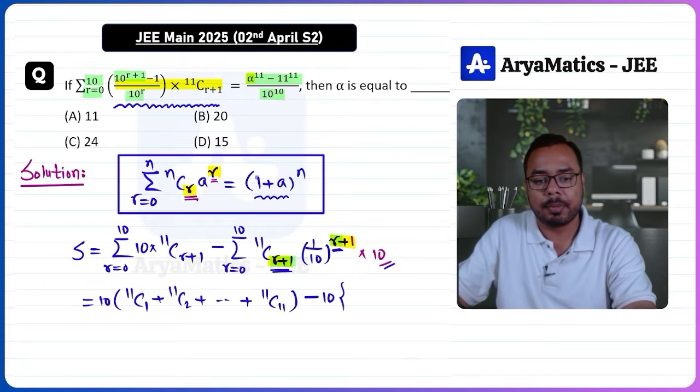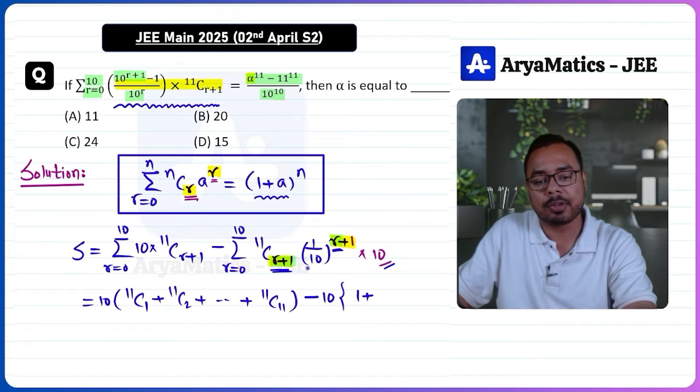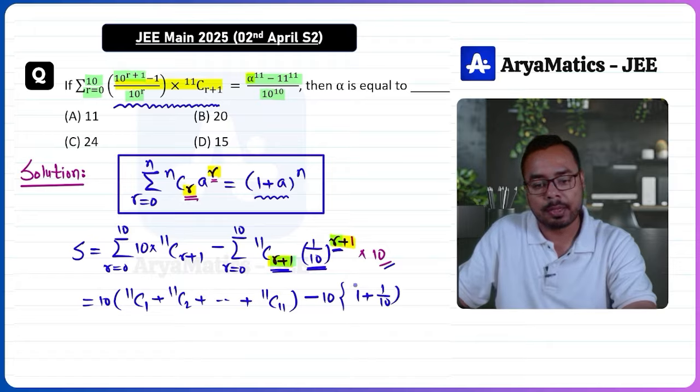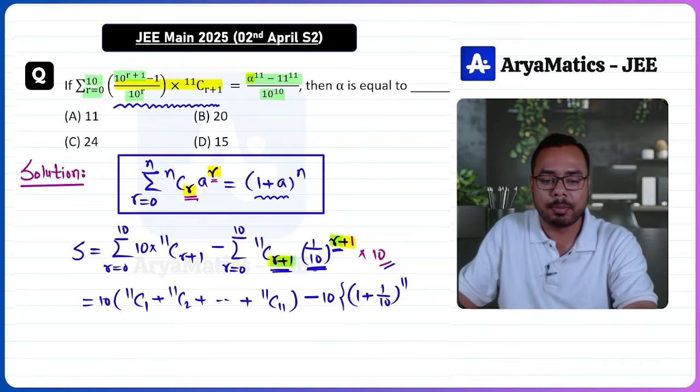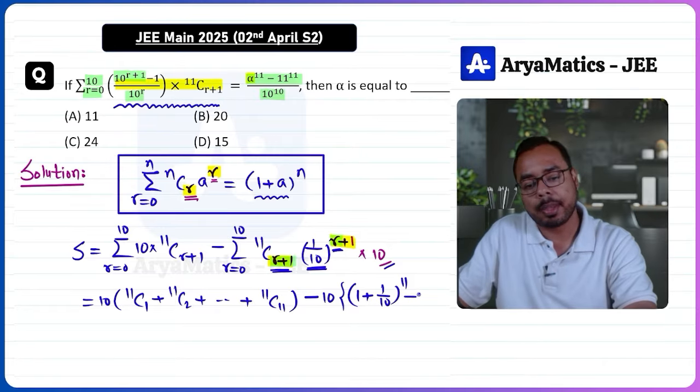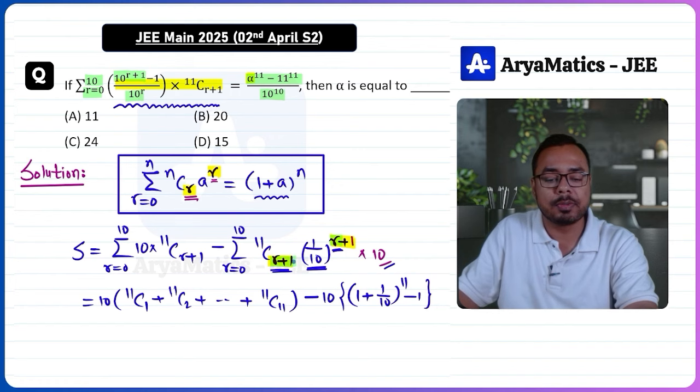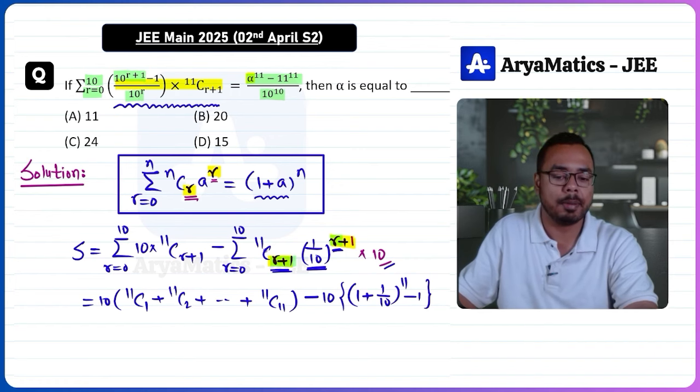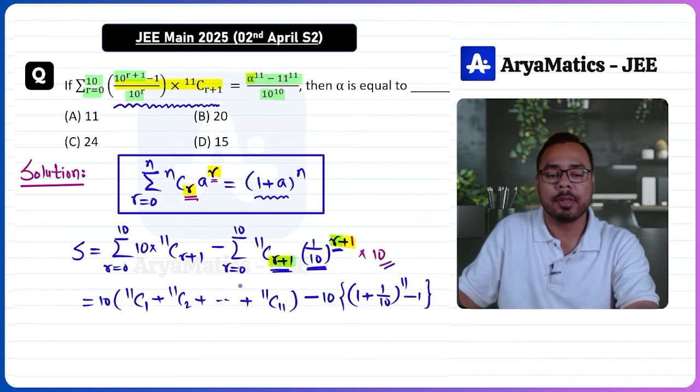So this sum, using the previous formula, you can write as 1 plus, in place of a, we have 1 by 10. So 1 plus 1 by 10, this raised to 11, right? The last one will be 1 by 10 raised to 11, and minus 1. Minus 1 because we are not getting the 11c0 term, right?